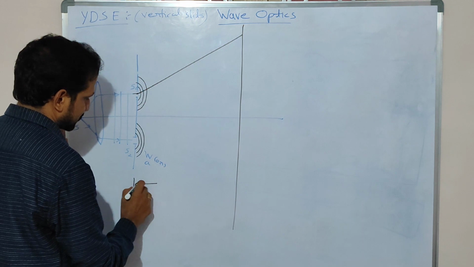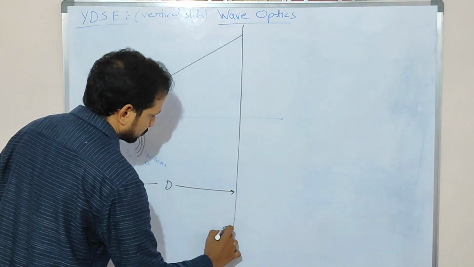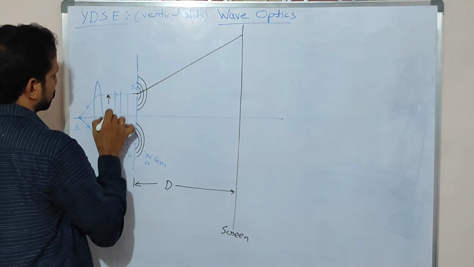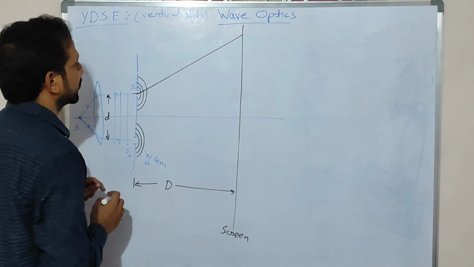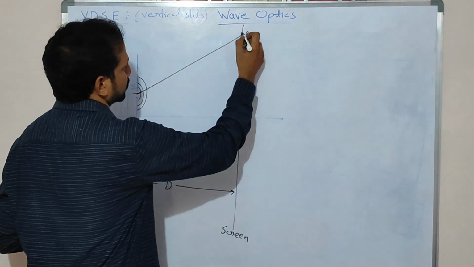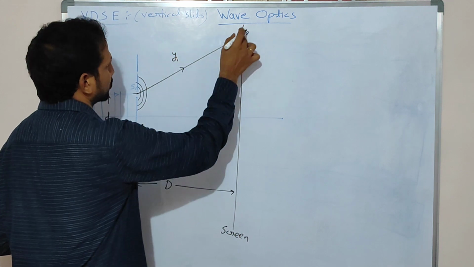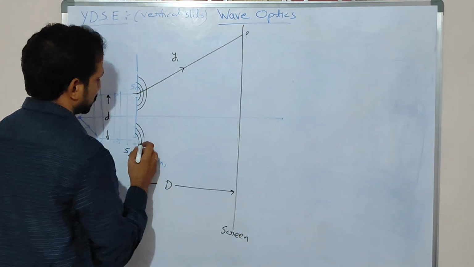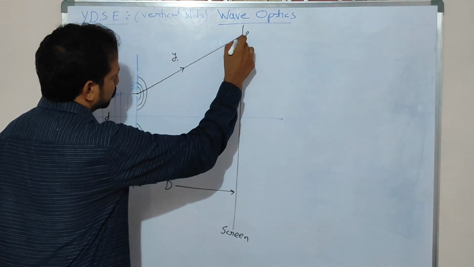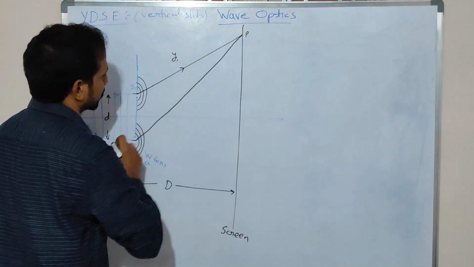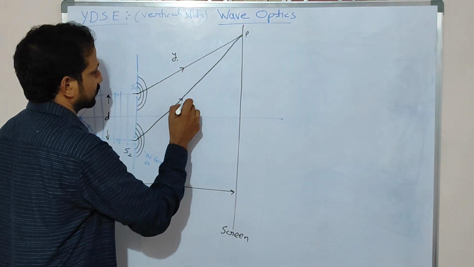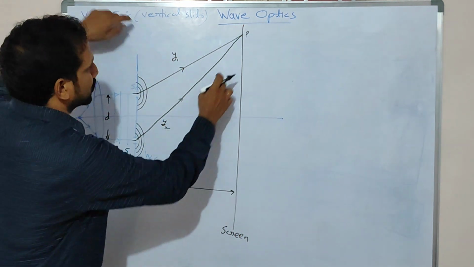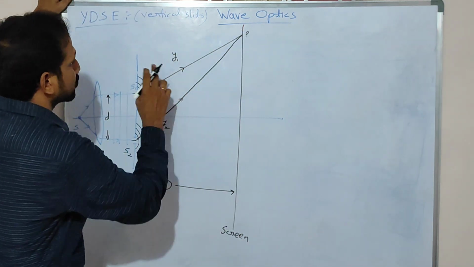The distance between the slits and the screen is capital D, and the distance between the two slits is generally small d. From S1 to this point P, the wave y1 will go and meet there, and from S2 to the same point P, the wave y2 will go and hit. You should use a scale to get a straight line. So definitely this is y2. So y1 and y2 are superposed on each other, and these two waves are coherent waves.